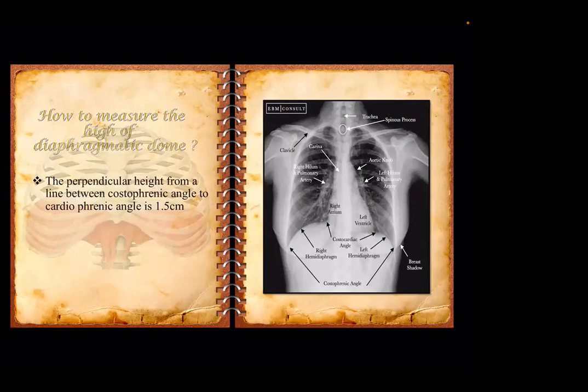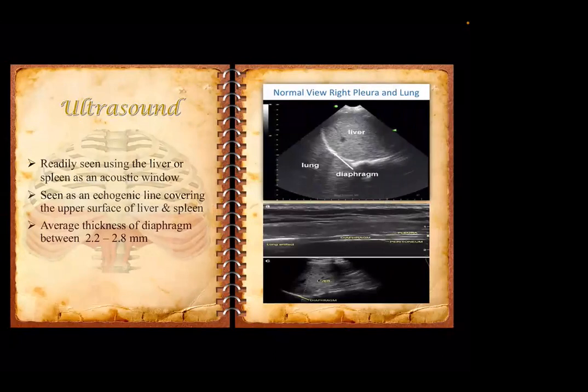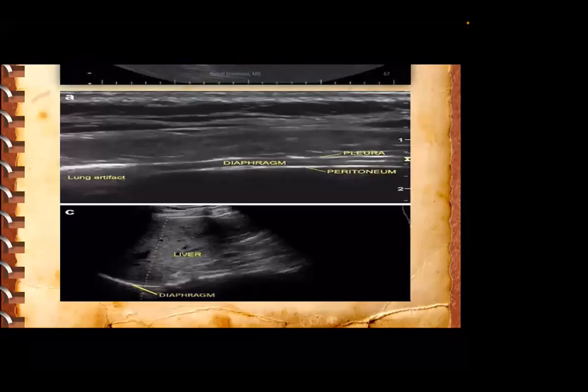The perpendicular height from a line between the costophrenic angle and the cardiophrenic angle is 1.5 cm. By ultrasound, it is readily seen using the liver or spleen as an acoustic window, seen as an echogenic line covering the upper surface of the liver and the spleen. Average thickness is between 2.2 to 2.8 millimeters.